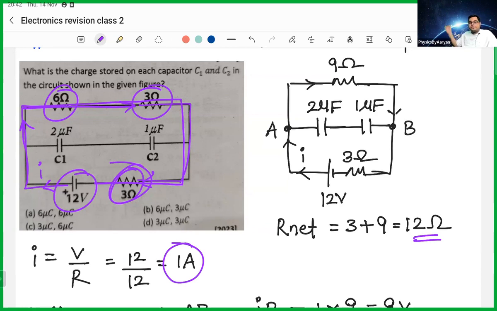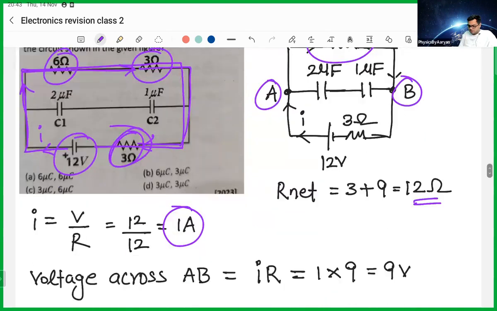Okay, again, once you know the current, you need voltage. So what is the voltage across A and B? So whatever is voltage across 9, because 9 is also between A and B. So whatever is the voltage across 9 ohm, the same is the voltage across A and B. So I can find the voltage across 9.